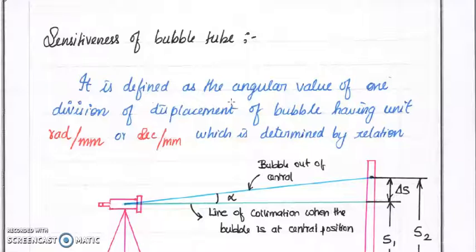Already we studied that this is a basic principle in surveying: in order to avoid the accumulation of error, the survey work is to be started from whole to part. Next, sensitiveness is defined as the angular value of one division of displacement of the bubble. It may be represented in radian per mm or seconds per mm, which is determined by the relation.